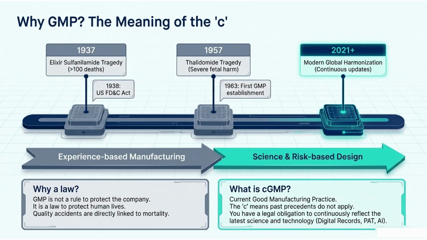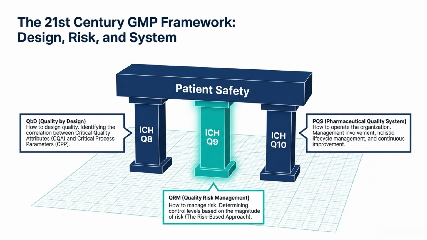Today, you often see GMP written as CGMP. The C stands for current. This means that relying on past precedents or experience is not enough. You have a legal obligation to continuously adopt the latest science and technology, such as digital records and AI, to ensure safety.